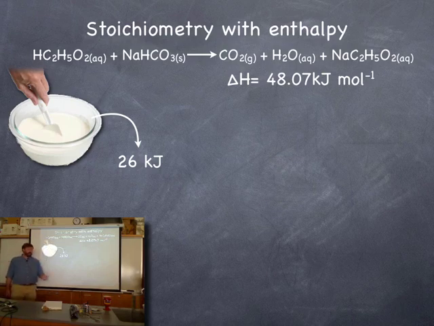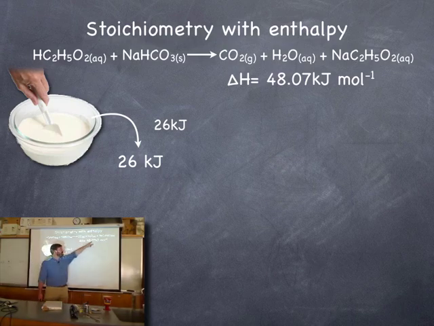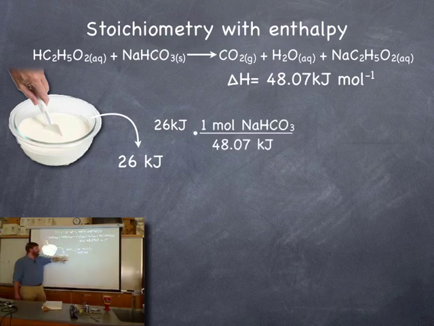I start with my given amount. This value here is like an amount of reactant or product. This is an amount of reactant that I need. How much baking soda will give me this much energy absorption? I'm going to start with the 26 kilojoules, and I want to convert from kilojoules to moles. I know that for every 48.07 kilojoules, I need 1 mole of baking soda. Remember, this is 48.07, and this is 1.